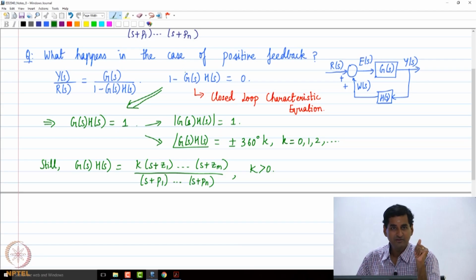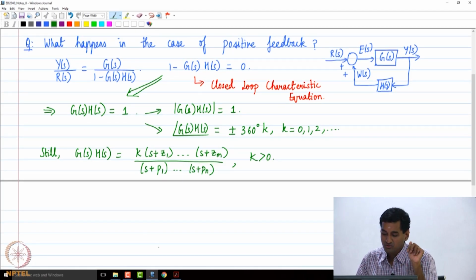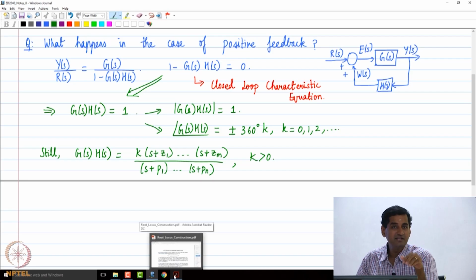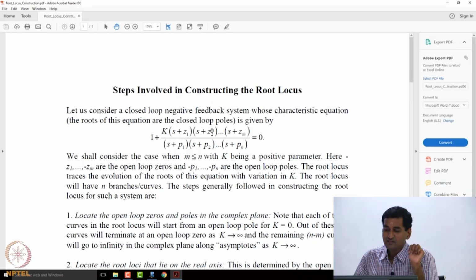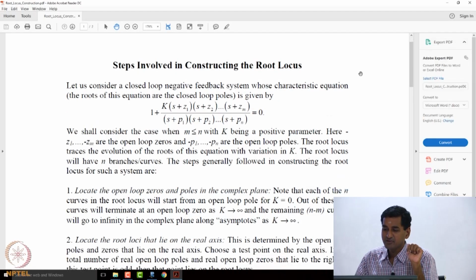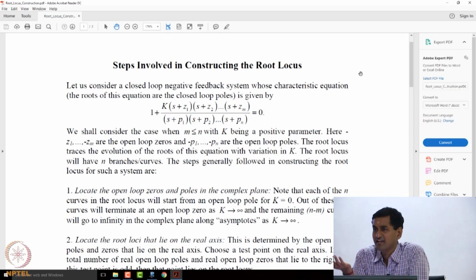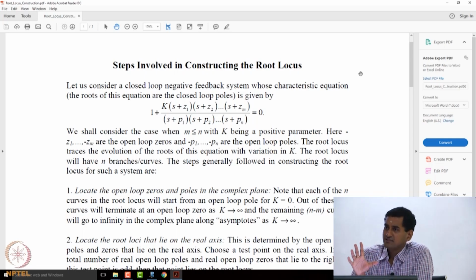Is it clear? What is the change that occurred? Let us go to the document where I had listed the steps involved in the construction of the root locus and figure out what really happens. It is pretty straightforward to figure out that since the angle condition changed, whatever steps we learnt previously that use the angle condition are going to change. So, let us go through each step.